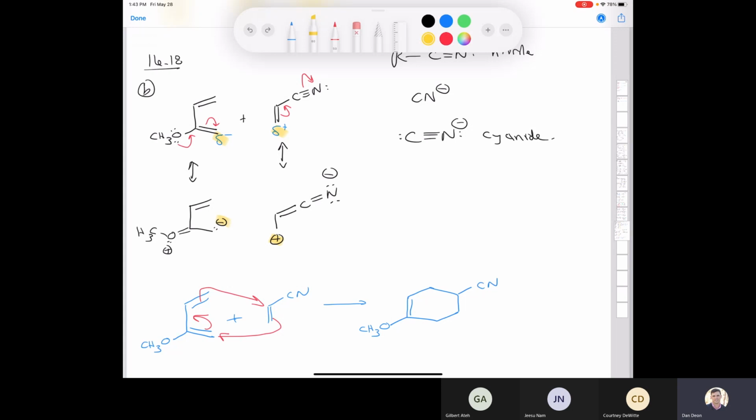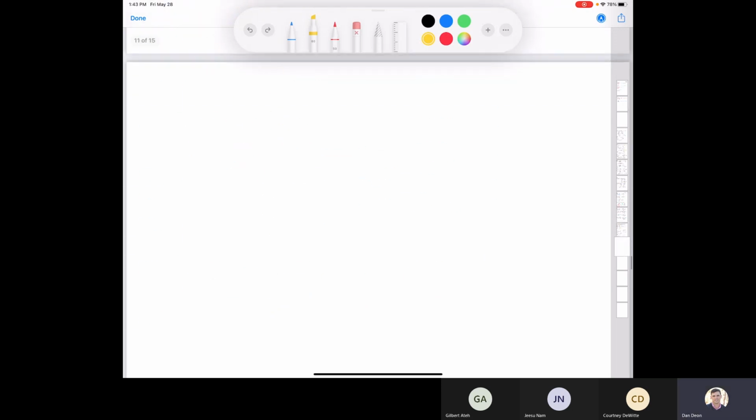Okay, let's try 16.18C. Let's draw it out. I like doing these ones where you have to think about the regiochemistry. And again, I know that some of you are probably able to solve these very quickly, and you don't need to draw the resonance contributors, but I recommend it. I don't think it's a bad idea.